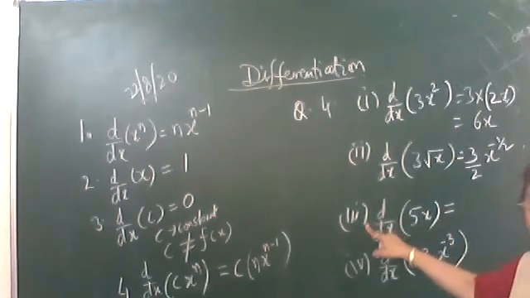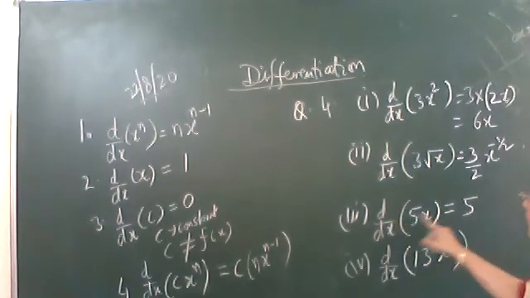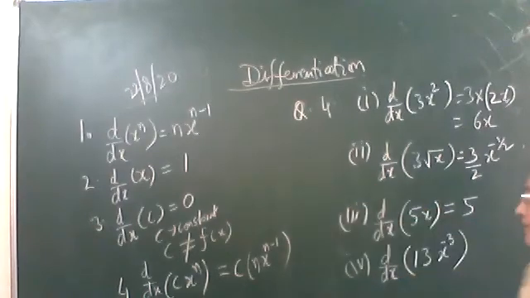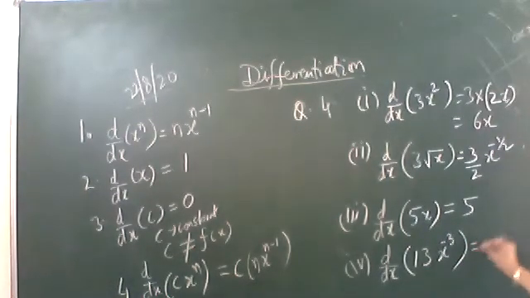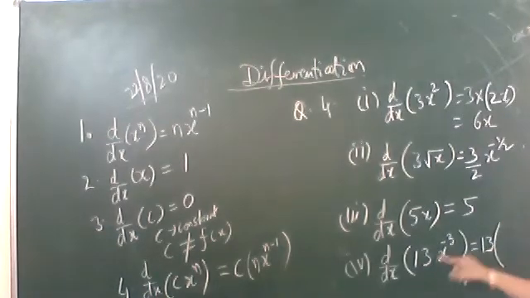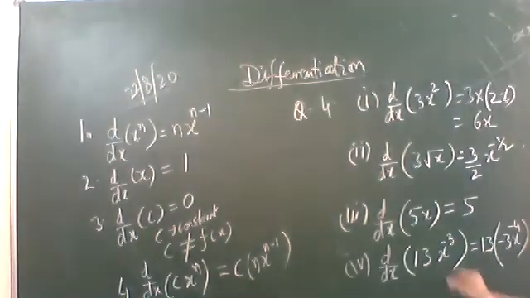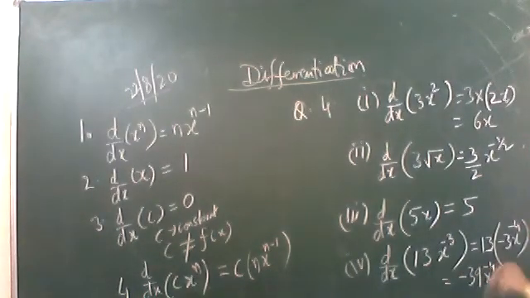Now here 5 outside. What do you get? dx by dx, according to the second formula, it is 1. So what is the answer? 5. Next is 13 d by dx of x raised to the power minus 3. It would be minus 3 x raised to the power minus 3 minus 1, minus 4. So minus 13 into 3, it is minus 39 x raised to the power minus 4 is the answer.